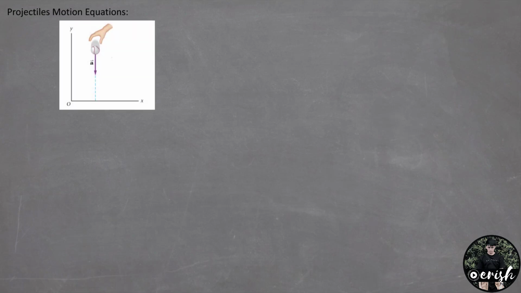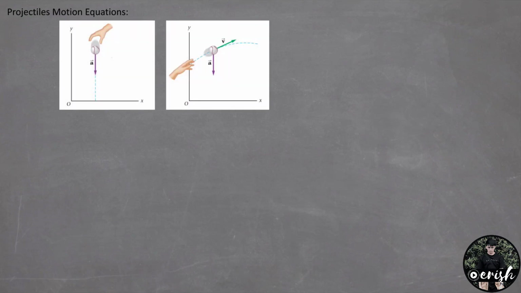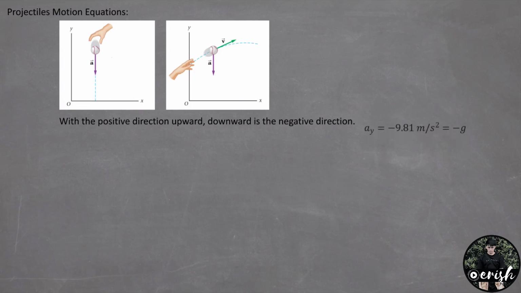In these figures here, suppose that yung x-axis is horizontal and the y-axis is vertical with the positive direction upward. Ibig sabihin nun, downward is the negative direction. Noting that yung downward is the negative direction, it follows that yung acceleration due to gravity natin is negative 9.81 meters per second squared, or simply, we have a negative acceleration due to gravity.